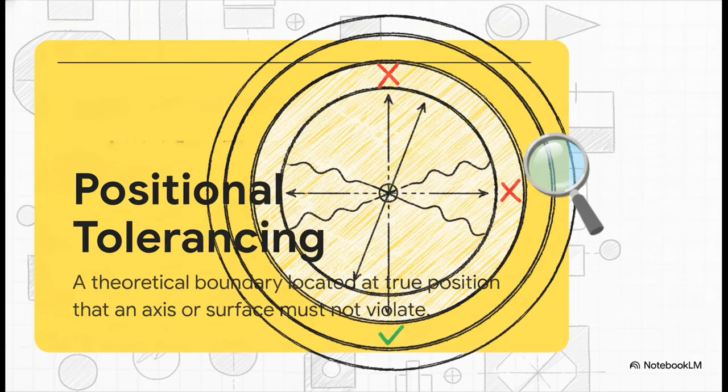Starting with the strict definition, positional tolerancing defines a theoretical boundary, which is very often a cylindrical zone, that's located exactly at the true position. The axis, or the surface of the feature you're controlling, must not violate this boundary. Basically, think of it as creating a perfect, invisible protective tube around the theoretically exact center of where your hole or pin is supposed to be.